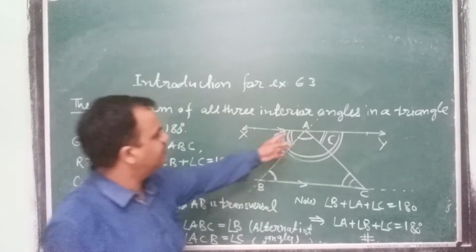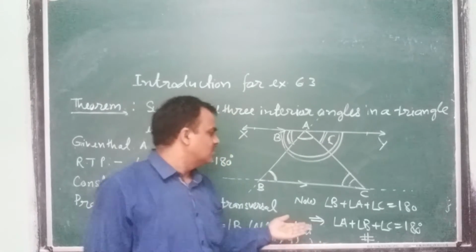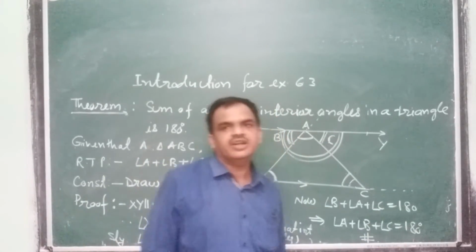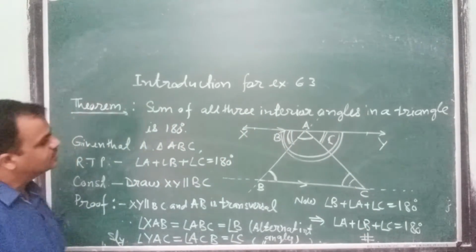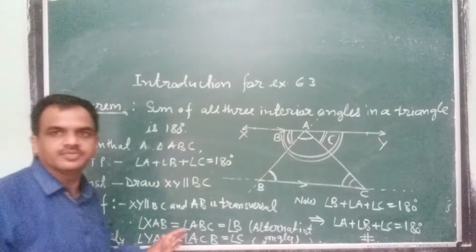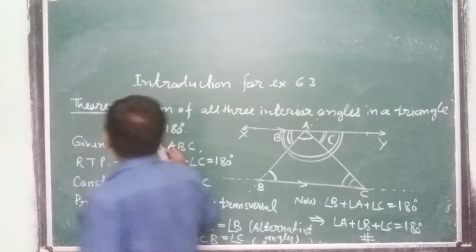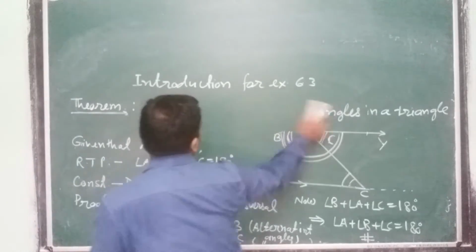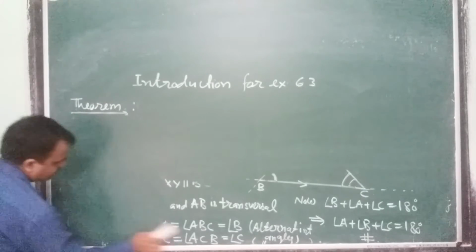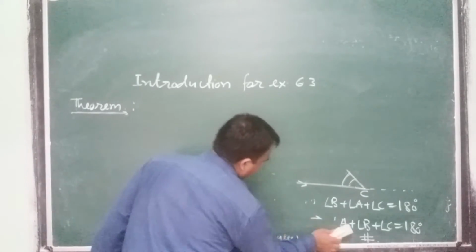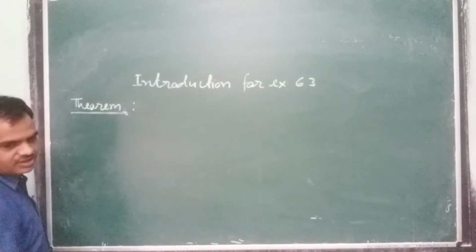Now at this very point we are having three angles and this is a straight line. Therefore the sum of these three angles must be 180 degree. And this is the proof of your theorem. Is it clear? Okay. Now let us have another theorem. The next theorem is based on triangle itself. So let us have this theorem.